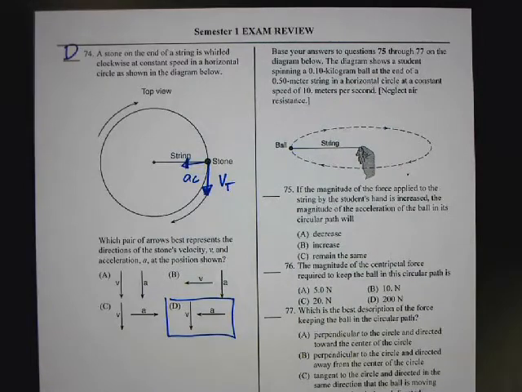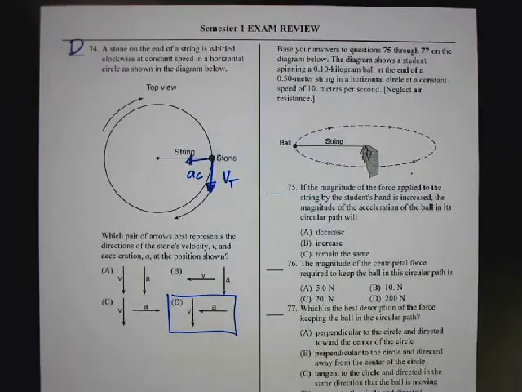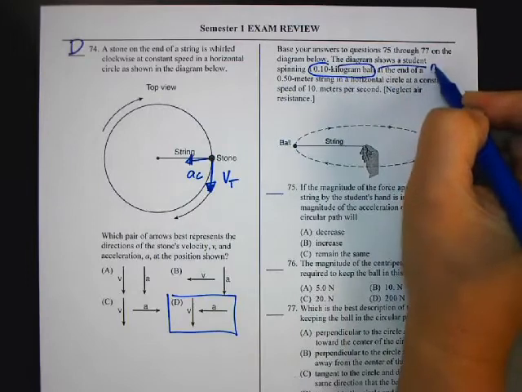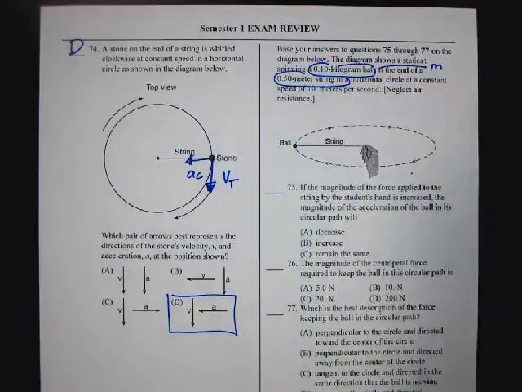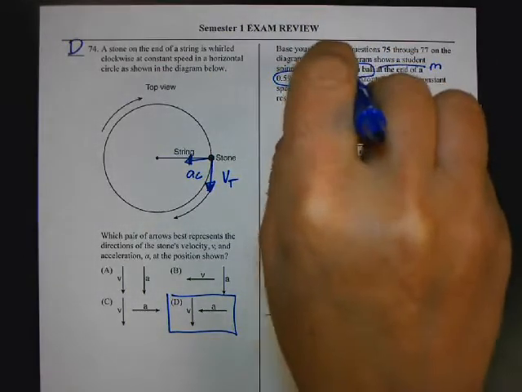All right, so now for 75, it says base your answers for 75 through 77 on the diagram below. It shows a student swinging a 0.1 kilogram, so this is the mass, ball, and this is the radius of the string at a constant speed of 10 meters per second. So again, as we read, we want to chunk. We want to read, we want to write.